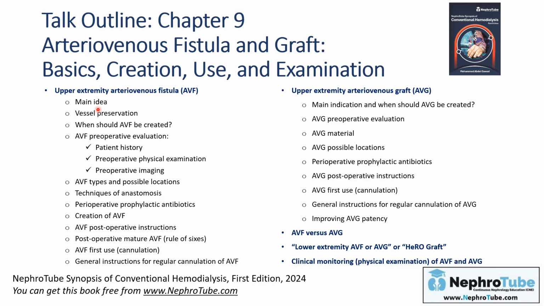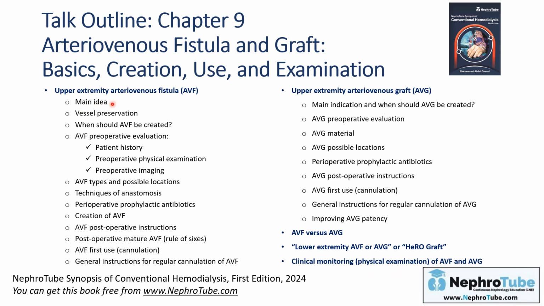This is my talk outline. I will start by the discussion of upper extremity AV fistula. Then we will cover upper extremity arteriovenous graft. Then we will compare AVF versus AV graft regarding which is better to use. Then we will talk about lower extremity AV graft and AV fistula. Here we are talking about upper extremity. Here we will talk about lower extremity AV fistula and the graft or hero graft. And finally, we'll discuss how to clinically monitor physical examination of fistula and graft.